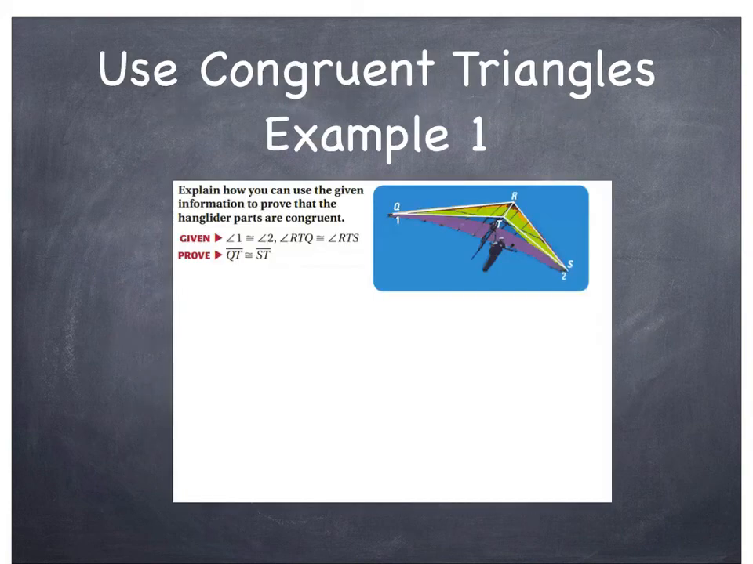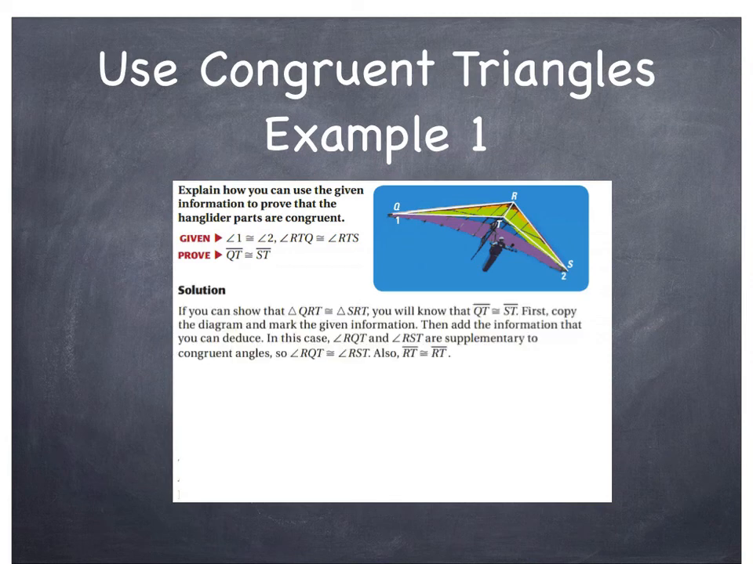Alright, example 1. I think you know as well as I do that that hang glider is symmetrical. But I want to prove that QT, the beam going from the middle to the, I guess that would be the right wing, right? Depending on if you're looking up at it or down at it. And ST going on the other side, I want to prove that those 2 beams are congruent. Makes sense that they are, but I want to actually prove that they are. Alright? So let's figure out how we are going to do that.